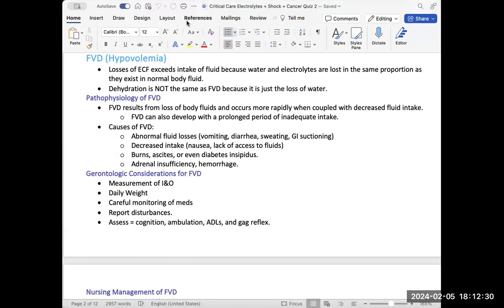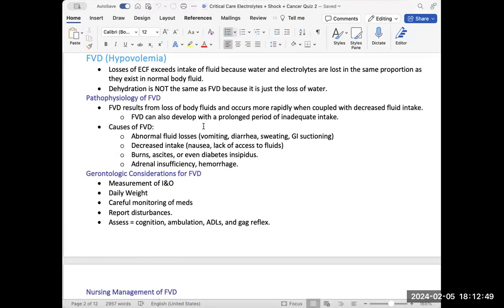So, as I said, dehydration and fluid volume deficit are not the same thing, though it can lead to that, because dehydration is just loss of water, whereas fluid volume deficit is not just water. It's a bunch of different things, including things like electrolytes.